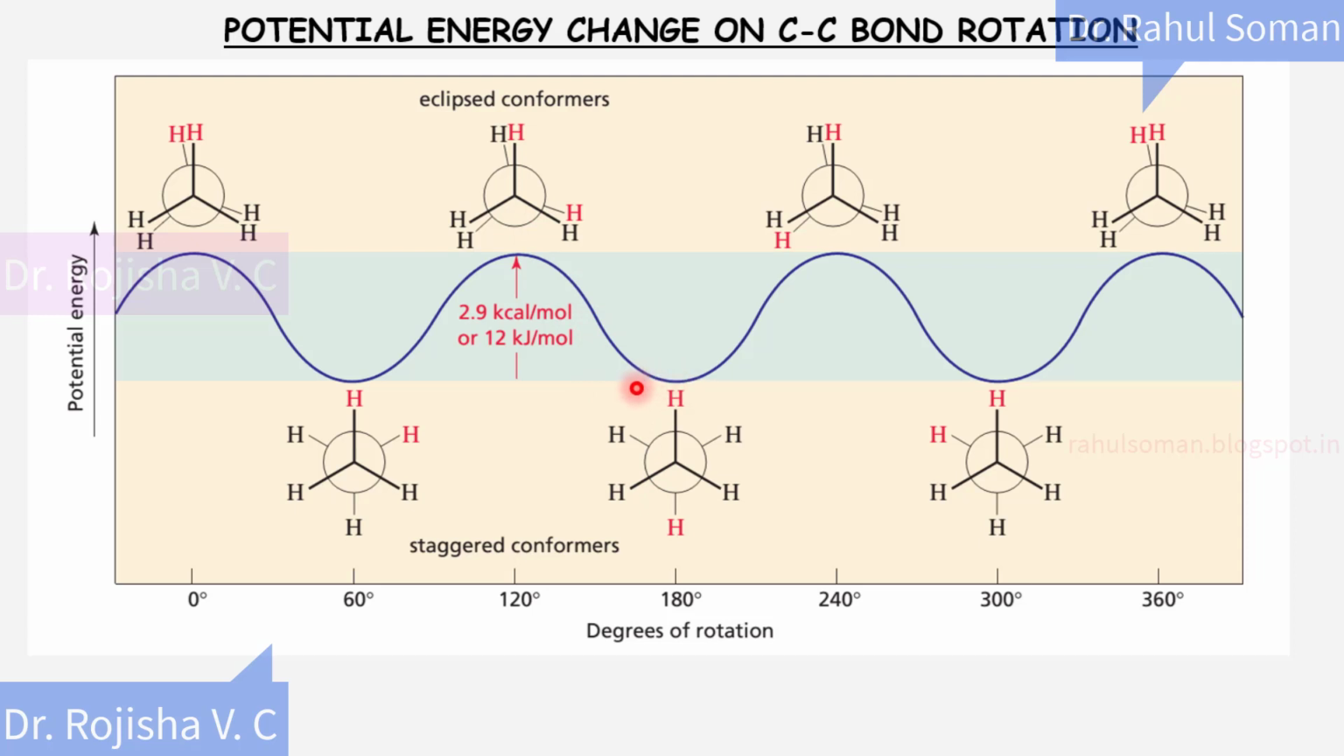That is why the staggered is stable, because there is less repulsion. So that is the reason why the staggered conformation is the stable one.